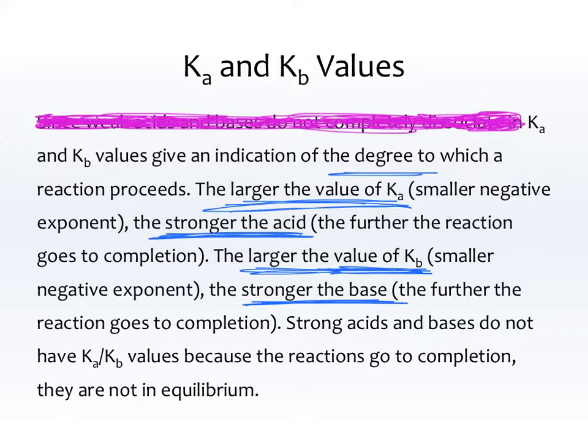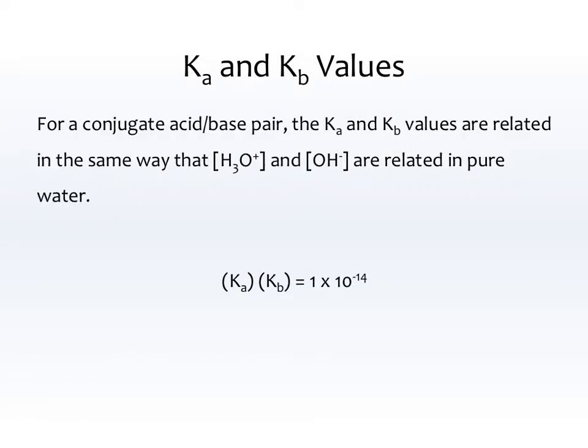Strong acids and bases do not have Ka and Kb values because their reactions do go to completion, so they're not in equilibrium. Technically, the Ka or Kb values would be approaching infinity because there are completely products and no reactants. For a conjugate acid and base pair, the Ka and Kb values are related in the same way that H3O plus and OH minus are related in pure water. That is, if you multiply Ka times Kb, you get 1 times 10 to the negative 14.